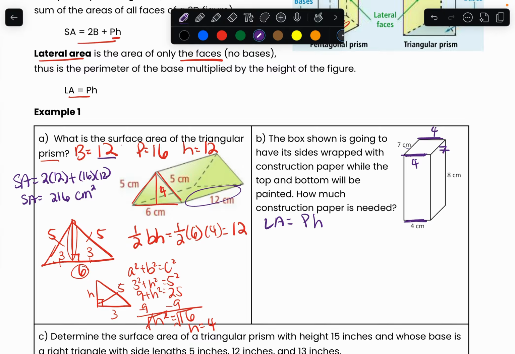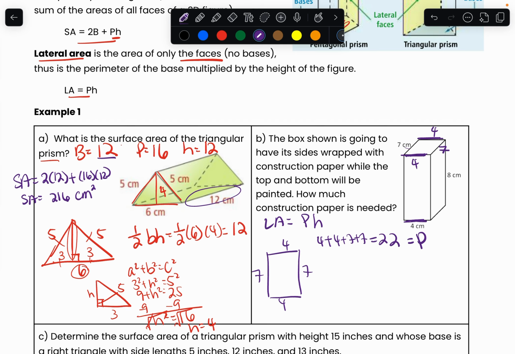Now, to find the perimeter of my bases, let me go ahead and draw the shape out for you, the one that I have on top. So I have 4 here, 7 here, 7 here. To find the perimeter, I'll just add all sides up, which will give me 4 plus 4 plus 7 plus 7, and this will give me 22. This is going to be my perimeter, my P.